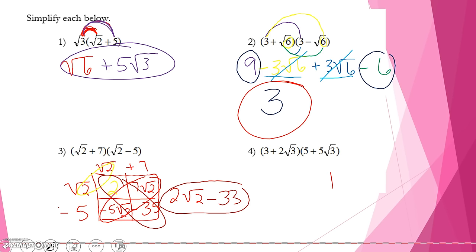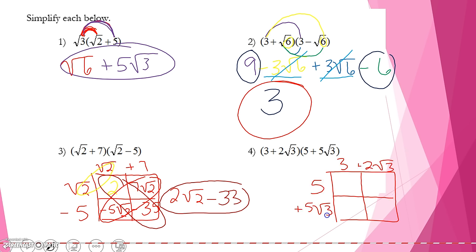Right, the next one, I'm going to make another box. I have 3 and 2 radical 3, and I have 5 plus 5 radical 3. First box is pretty easy, 15. The second box, I can multiply the outsides together and get 10, because 5 times 2 is 10, and the 3 stays underneath. The next one, I can again multiply the outsides, get 15, and the 3 stays underneath.